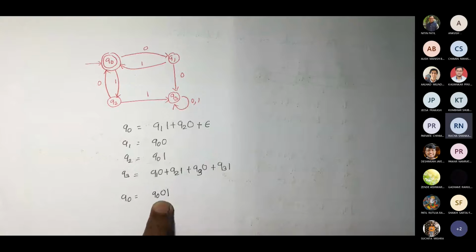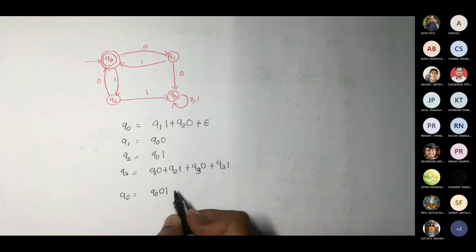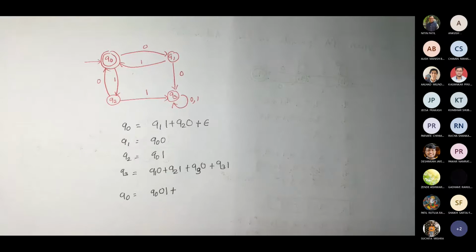Don't mess with this. If you change this order, 01 is not equal to 10. Please note, both the expressions are different. Am I right? Okay. So next, now you have to put the Q2 value.